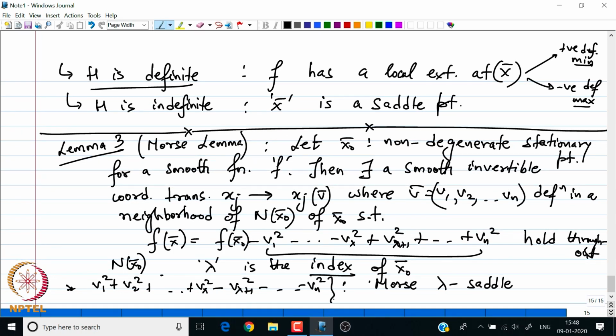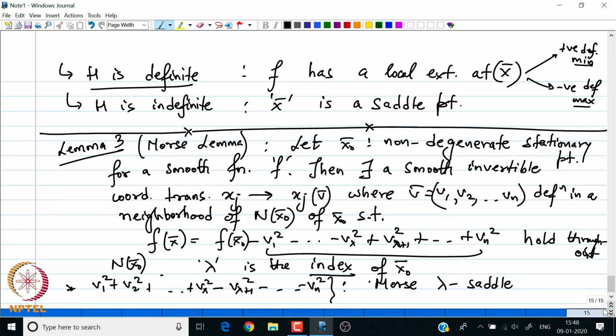Now, specifically, if lambda is equal to n, which means that all the terms v1 to vn are being subtracted, then what do I expect? I expect that my x naught is a local max. Any function value at any point other than x naught in the neighborhood of x naught will be lower than the functional value at x naught.